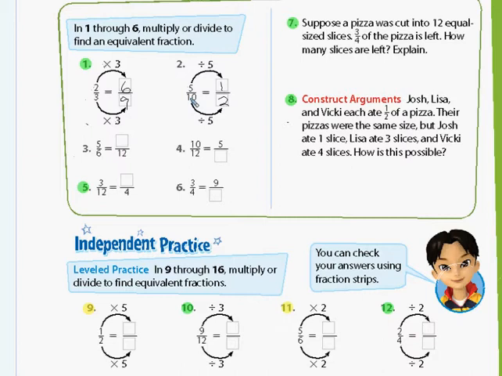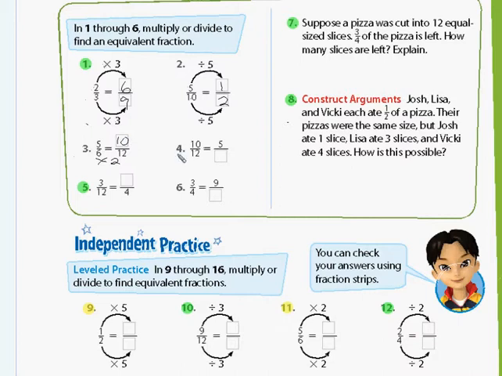Problem number 3. Those aren't highlighted green, but I'm going to do those anyway. I must have erased them. But 5/6 is equal to how many twelfths? To get from 6 to 12, we're going to multiply by 2. So if I multiply the bottom by 2, I need to multiply the top by 2. And 5 times 2 is 10. So 5/6 is equivalent to 10/12.